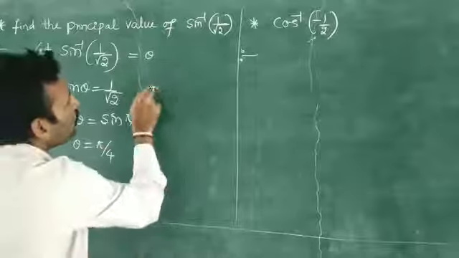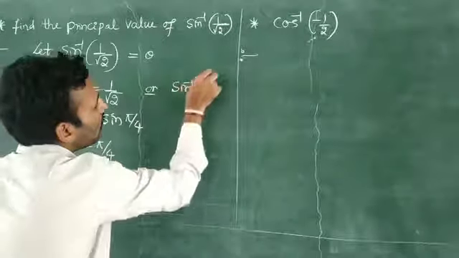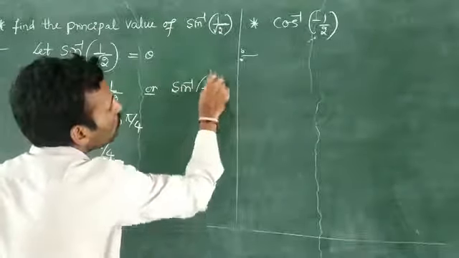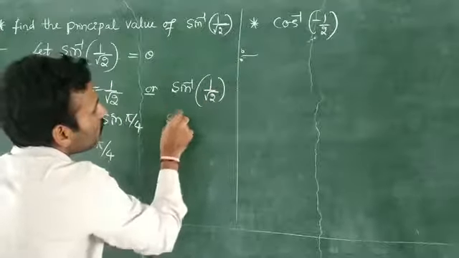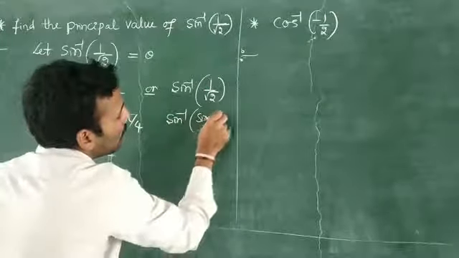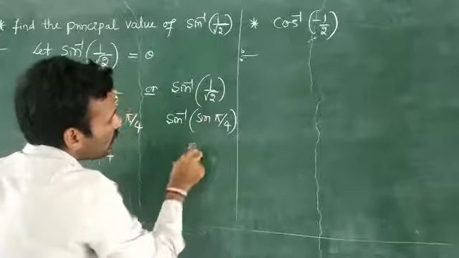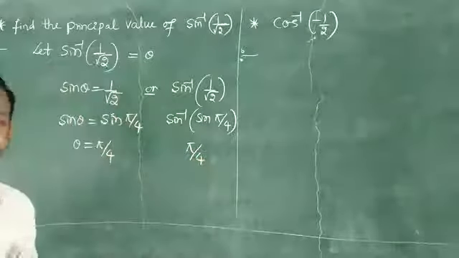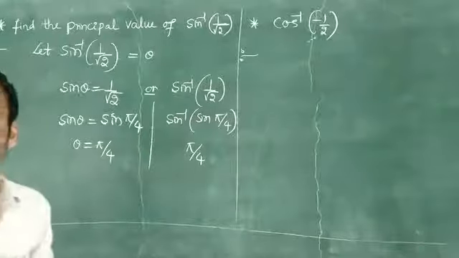Or, if you consider another way, sin inverse of 1 by root 2 is equal to sin inverse of sin pi by 4, that is equal to pi by 4. This is the alternative method for your solution.